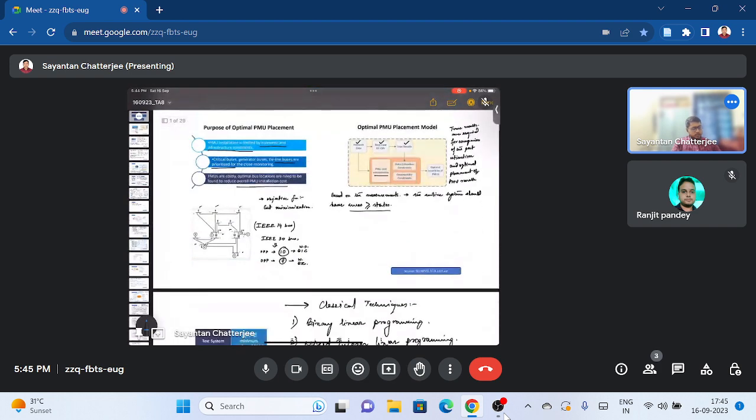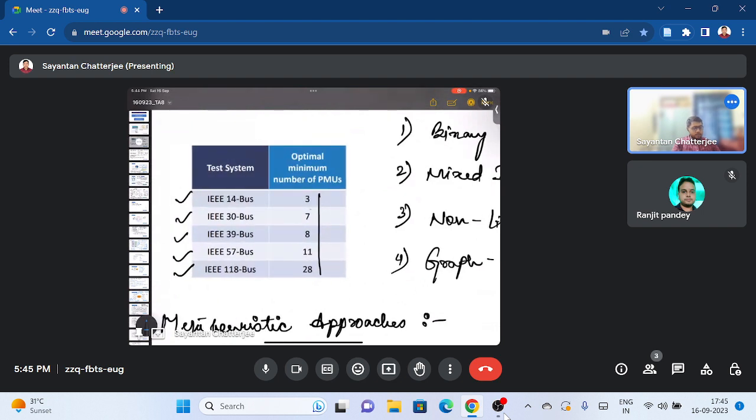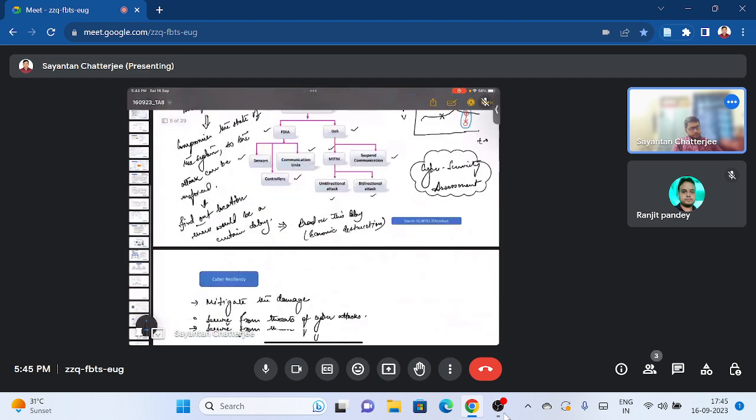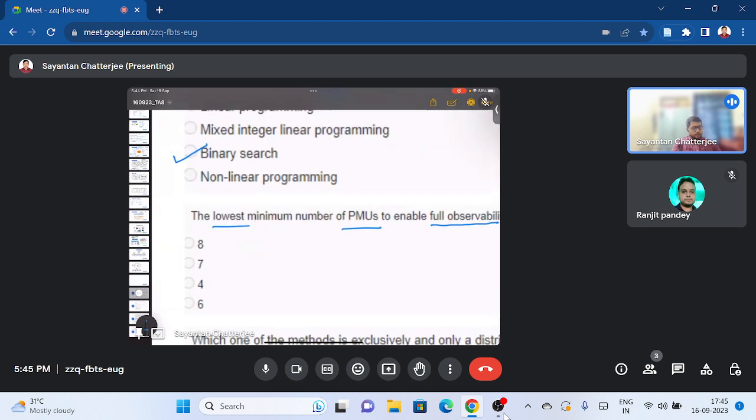So for the IEEE 30 bus system, it was 7. 7 PMUs would be there. Okay. So the answer would be 7.